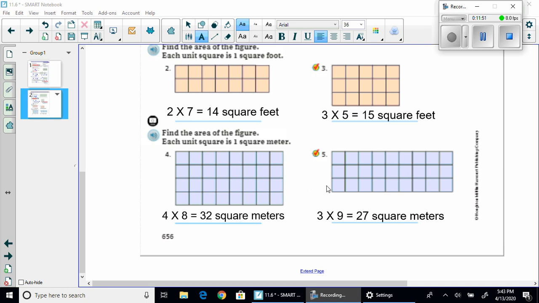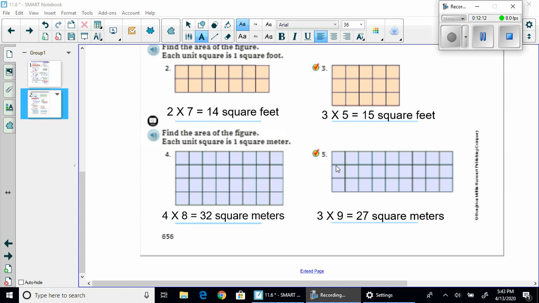Okay. Again, same thing for number 5. I have 3 rows. And I counted 9 in each row. So 3 groups of 9 we know is 27. So 27 square meters would be your answer for number 5. Okay. All right, so that is lesson 11.6.